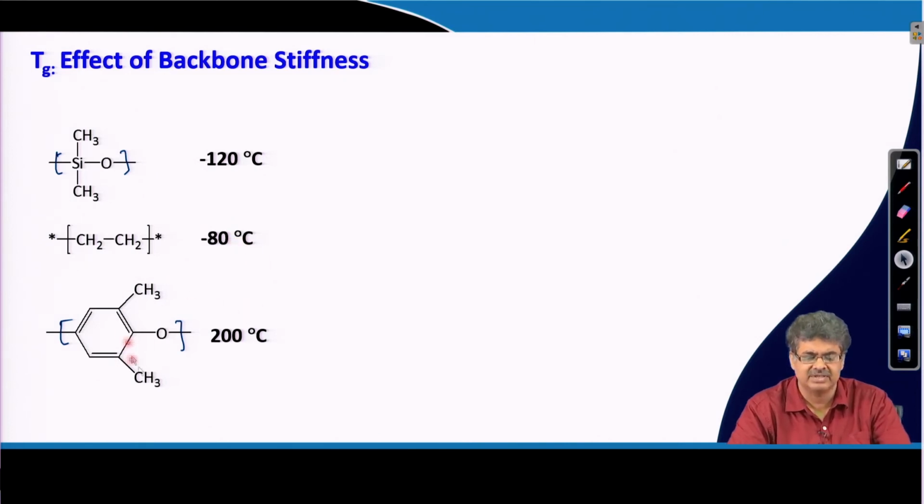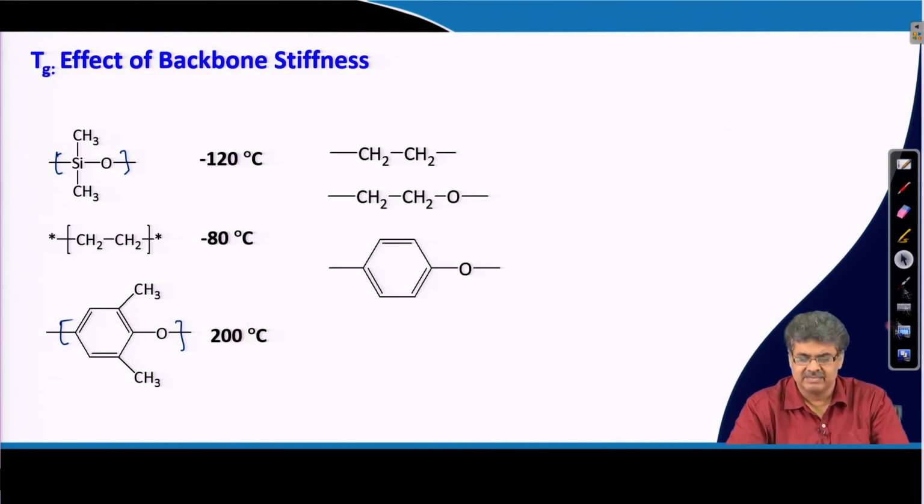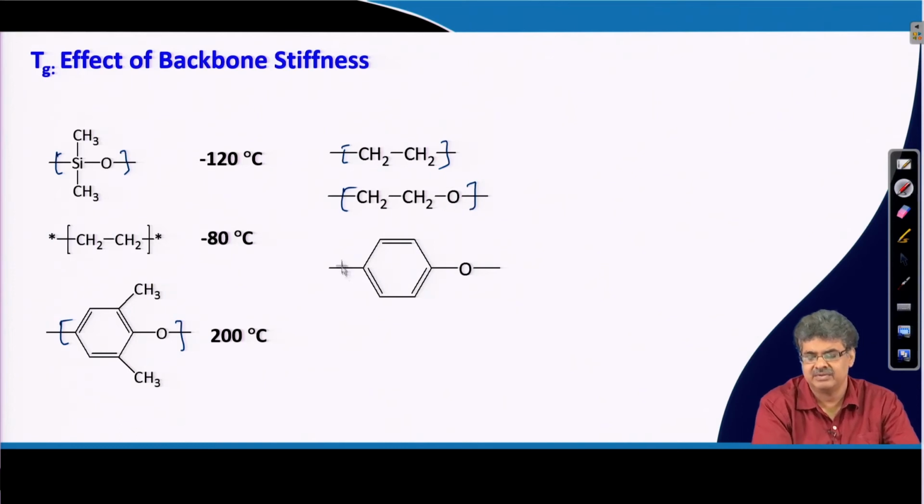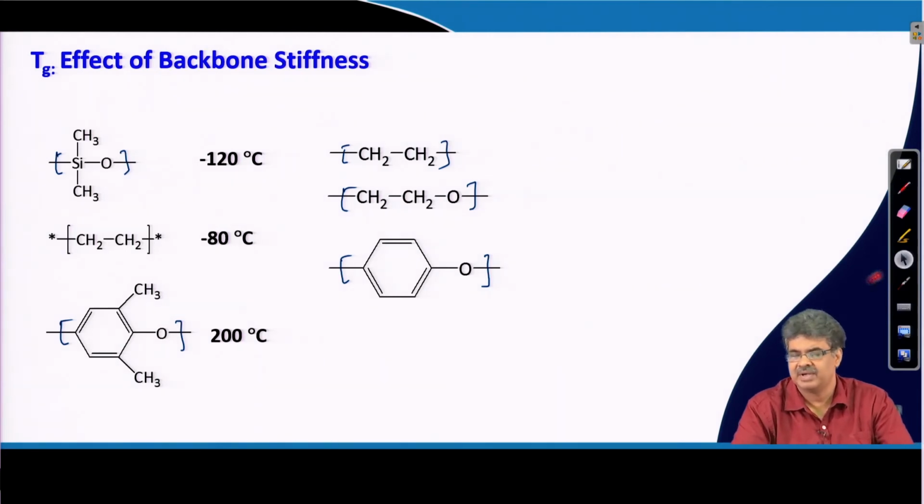As you can see, as the stiffness of the backbone increases, the Tg goes up. Similarly, if we compare these three polymers, if you introduce a carbon-oxygen bond, the flexibility goes up, hence the Tg will expectedly go down. If we increase the aromatic group in the backbone, Tg is expected to go up as the stiffness will go up. So, if we compare this value, as you can see, this minus 80 is minus 60.